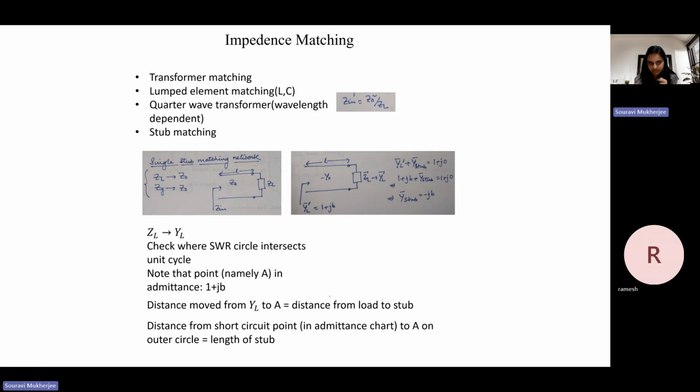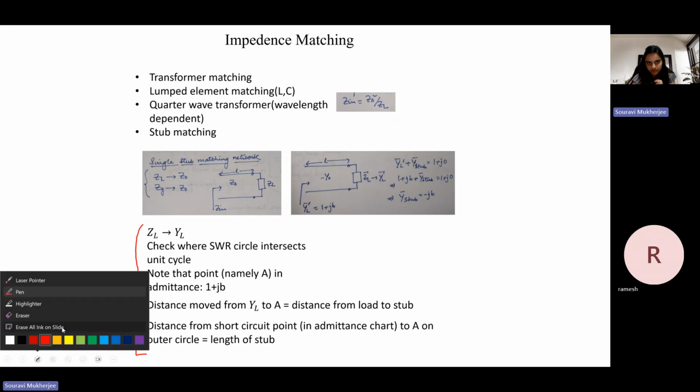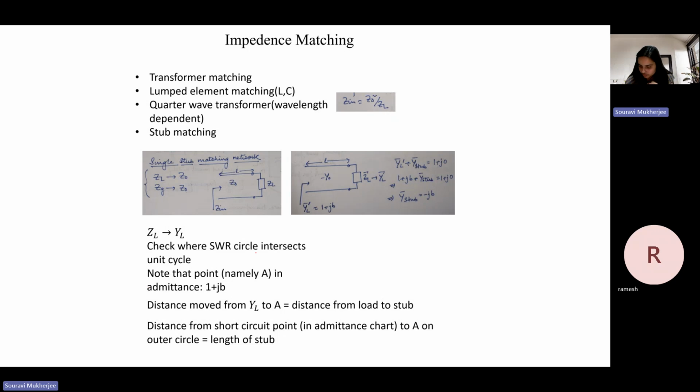So these are the steps basically, for a Smith chart problem. This is what you have to follow in order to find the length of the stub or where you are adding the stub, all these kinds of questions from the Smith chart. So that is it. If there is any question, you can ask me.